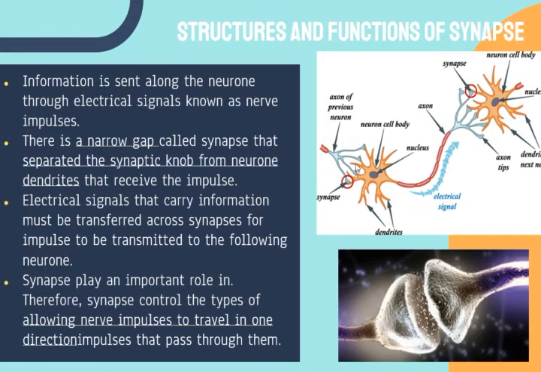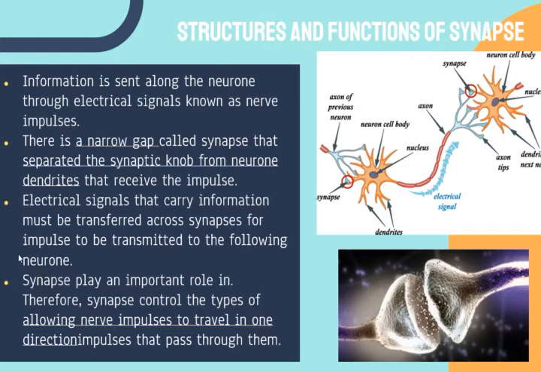So all of these are synapse. Synapse here, and this one also is a synapse. All the narrow gaps between the synaptic node and the dendrites of the other neuron, all of them we call synapse. Electrical signals that carry information must be transferred across synapse for the impulse to be transmitted to the following neuron.